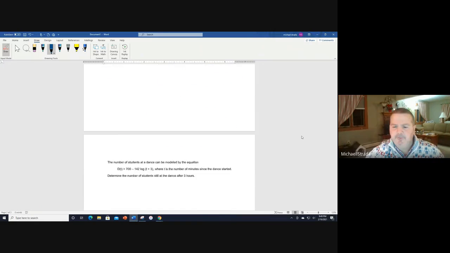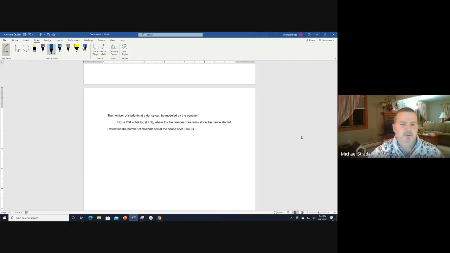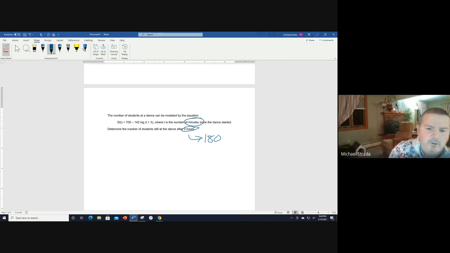All right, next one, and I believe it's the last one. The number of students at a dance can be modeled by the equation d of t equals 700 minus 142 log t plus 3, where t is the number of minutes since the dance started. Determine the number of students still at the dance after 3 hours. Again, the time is in minutes, and this is in hours, so you've got to convert. 3 times 60 would be 180.